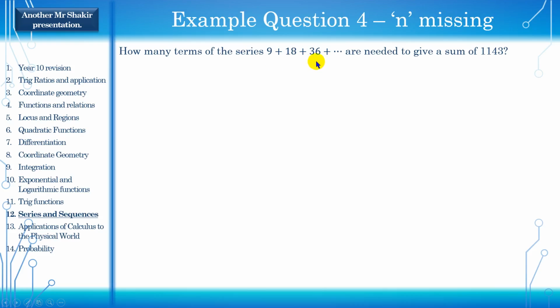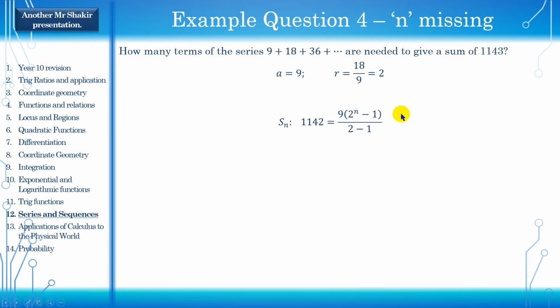Alright, how many terms of the series 9 plus 18 plus 36, and so on, are needed to give a sum of 1143? So we know A, we can figure out R, we need to find N, right? Because 1143 is the actual sum, but how many terms will there be? N is missing. So we have A, we have R.